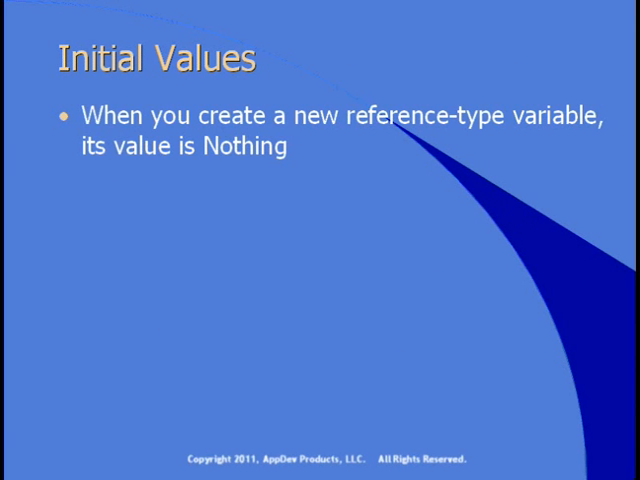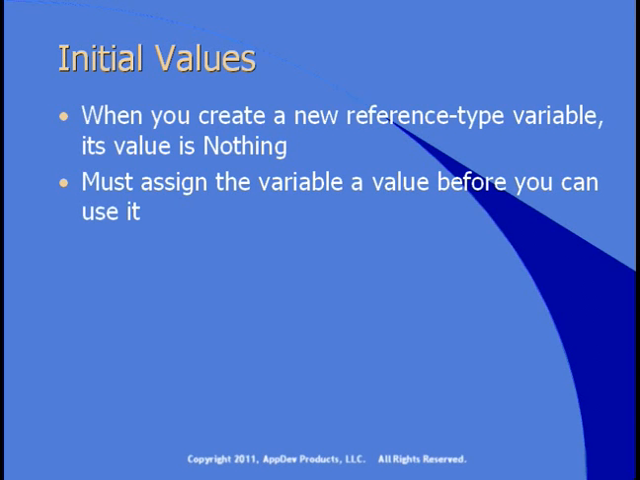When you create a new reference type variable, its value is the special value nothing. Nothing indicates that we have a reference variable that hasn't yet been assigned to refer to a real instance of an object. You must assign the variable a value before you can use it. If not, you'll raise a runtime exception, and Visual Basic actually even shows you a little squiggly thing under the variable if it hasn't yet been assigned a value.